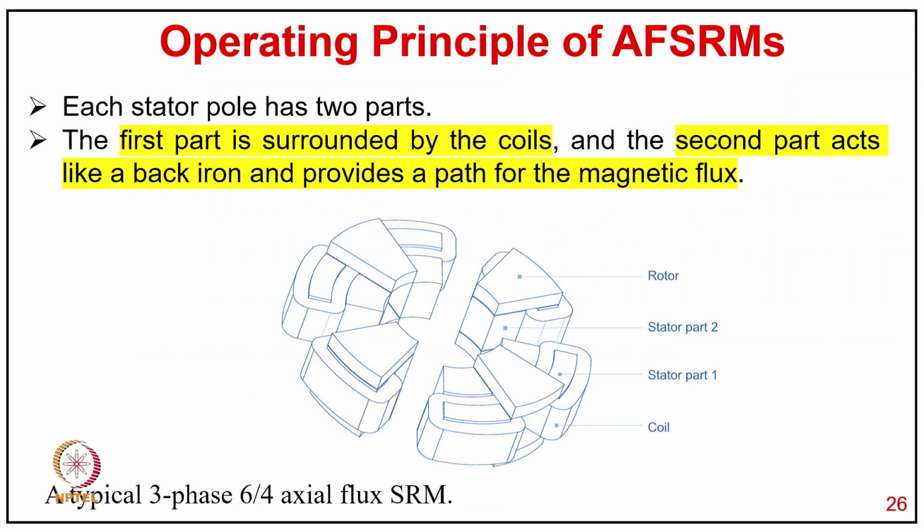A typical three-phase 6x4 axial flux motor has stator poles that each have two parts. The first part is surrounded by the coil, and the second part acts like a back iron and provides a path for the magnetic flux. You can see here how stator part 1 and stator part 2 look, and how the rotor as well as the coils look.